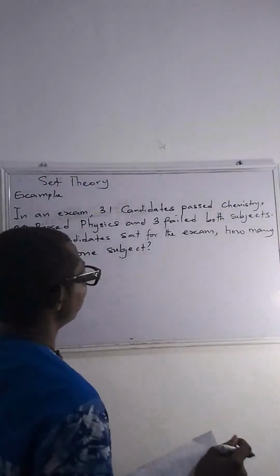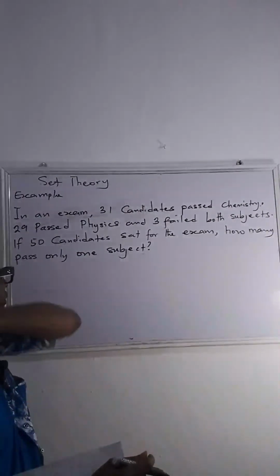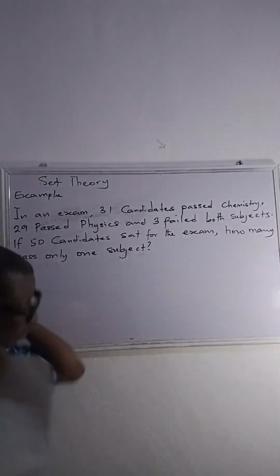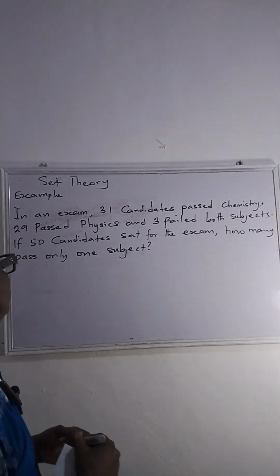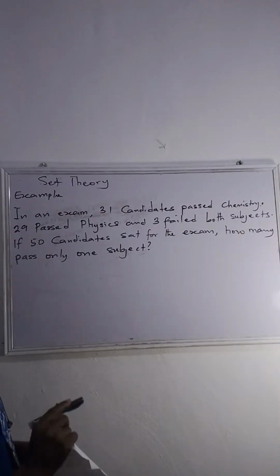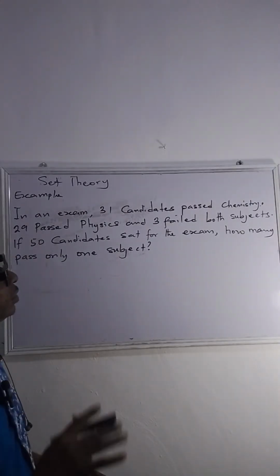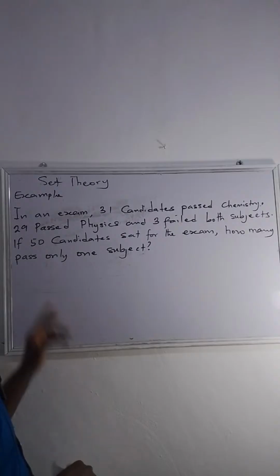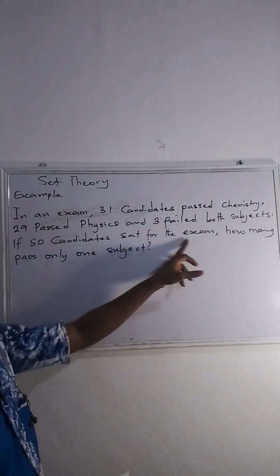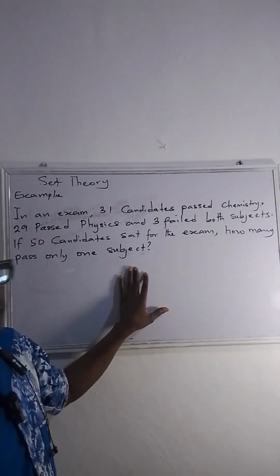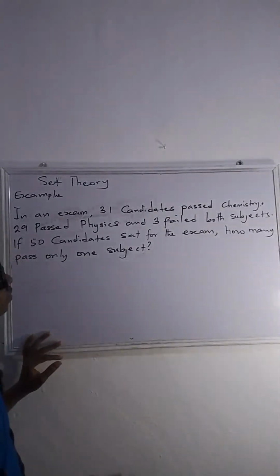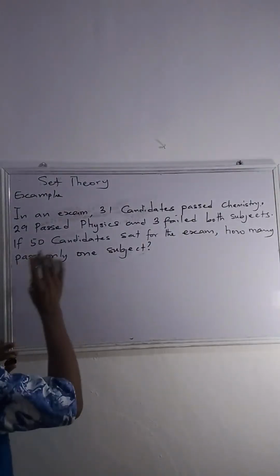Okay, now look at this question. In an exam, 31 candidates passed chemistry, 29 passed physics, and 3 failed both subjects. If 50 candidates sat for the exam, how many passed only one subject? So how do we do this? Now, the first thing is to list all the sets we have here.